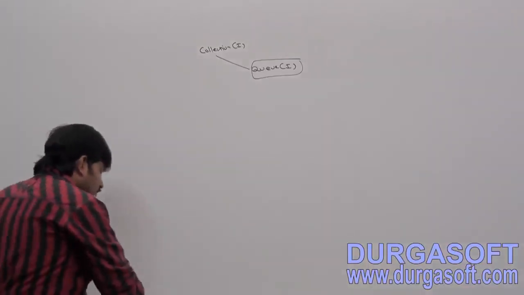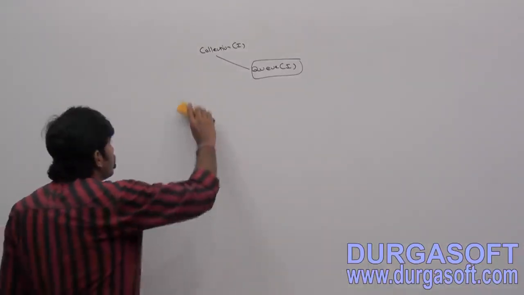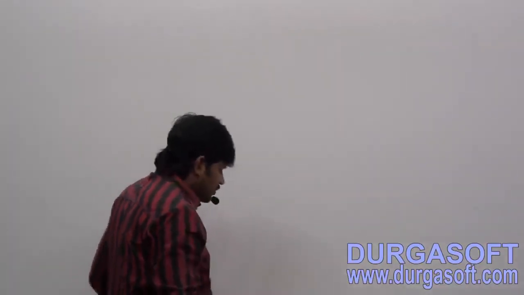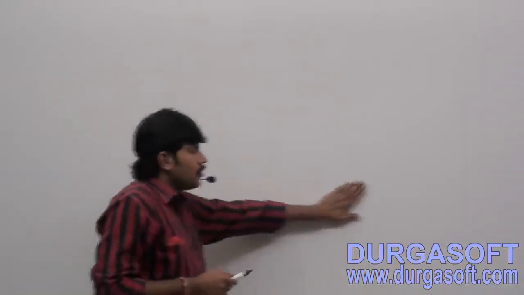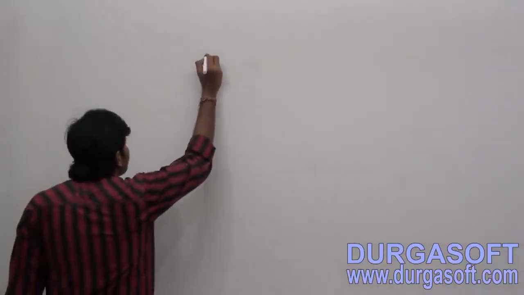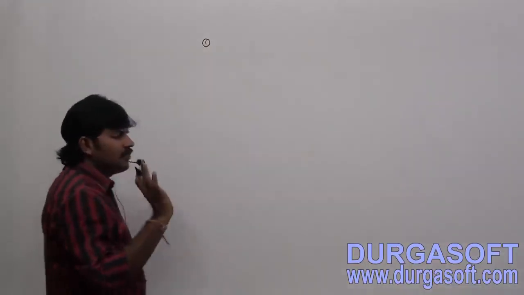Queue interface specific methods. Do you know what are the various methods present in the queue interface? Just observe this one. Very simple, but the terminology is new. Just the method names are new.